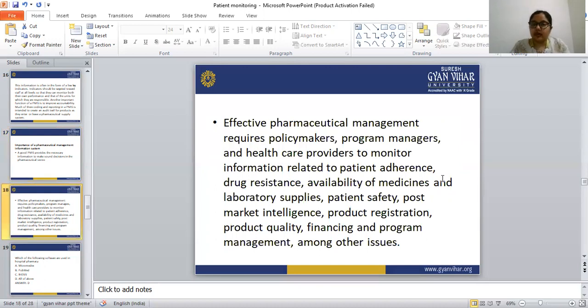Effective pharmaceutical management requires policymakers, program managers, and healthcare providers to monitor information related to patient adherence, drug resistance, availability of medicines and laboratory supplies, patient safety, post-market intelligence, product registration, product quality, financing, and programming management, among other issues. So these are all about the pharmaceutical information system, that is PIS, and the patient monitoring system.